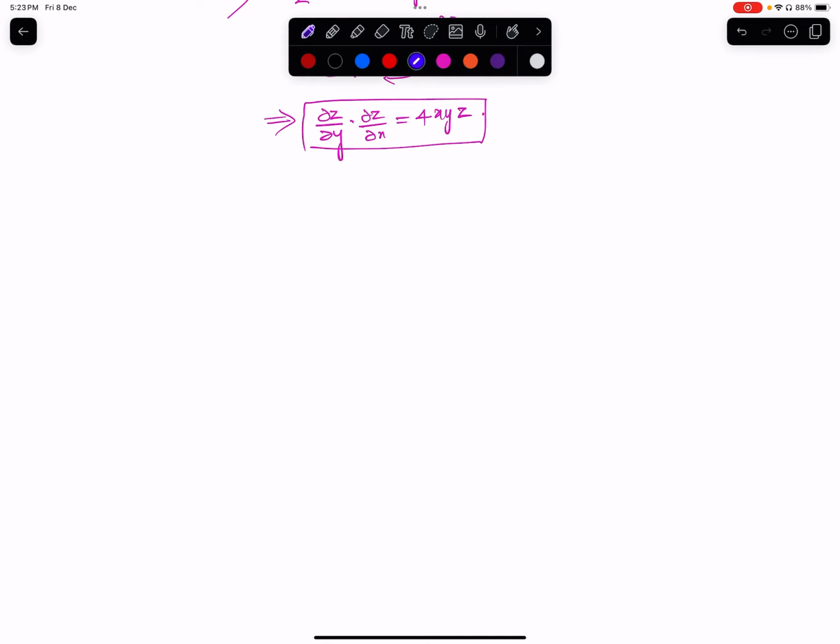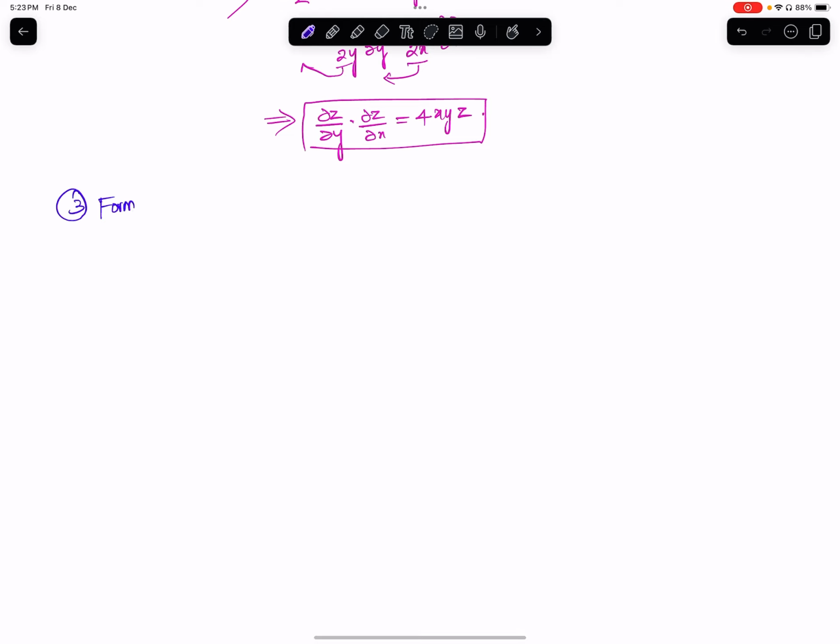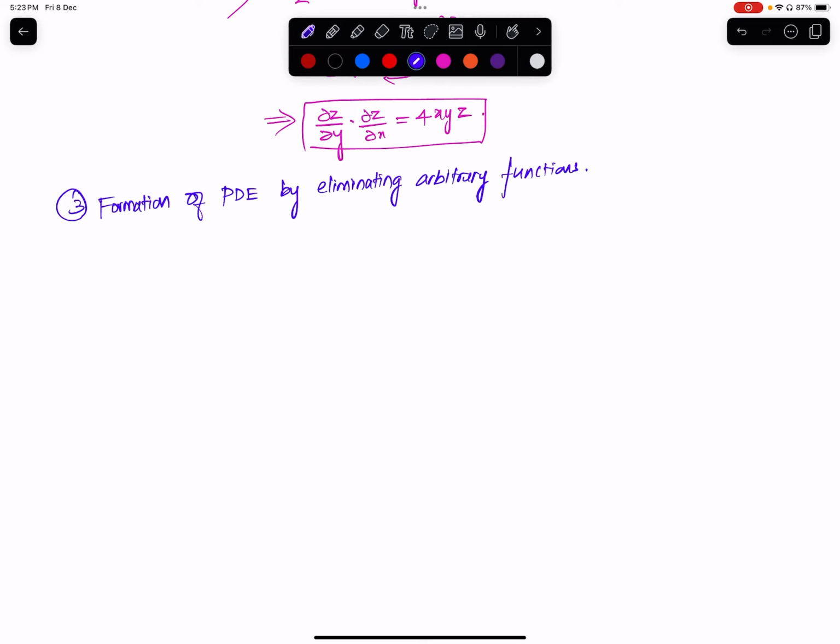So let us go to the third one. The third one is formation of PDE by eliminating arbitrary functions. Okay, so let us take one question. From there you can understand it directly. So what I try to mean here.